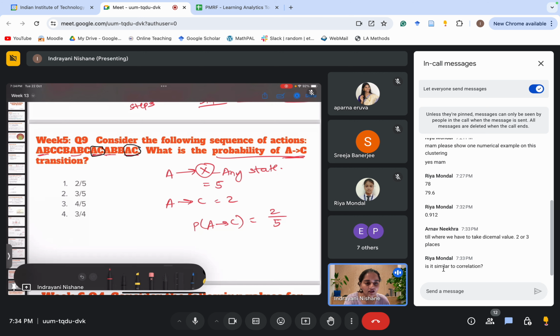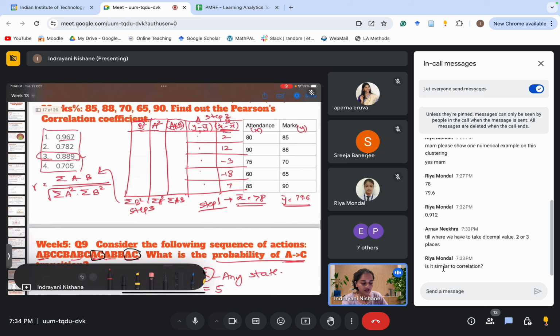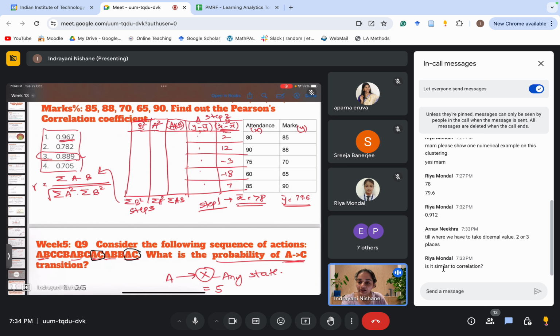As for the decimal value, till where we have to take it, 2 or 3 places, depends on the formula. You look at the formula, they have done it till 3 places, because this is an MCQ type of exam. You don't have to show all the steps and get awarded for the steps you are doing. It is not like that. You have to get to the final answer and then match the options. So you look at the options and then take a call whether you want to go for 2 decimal points or 3 decimal points.